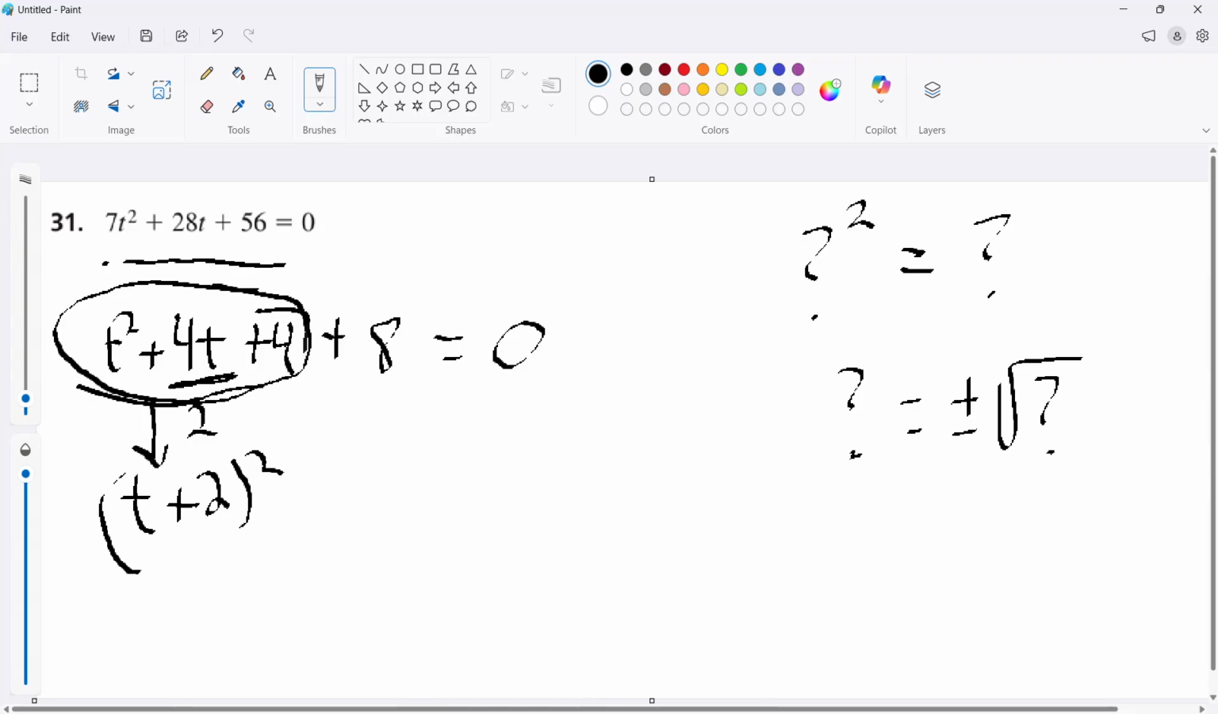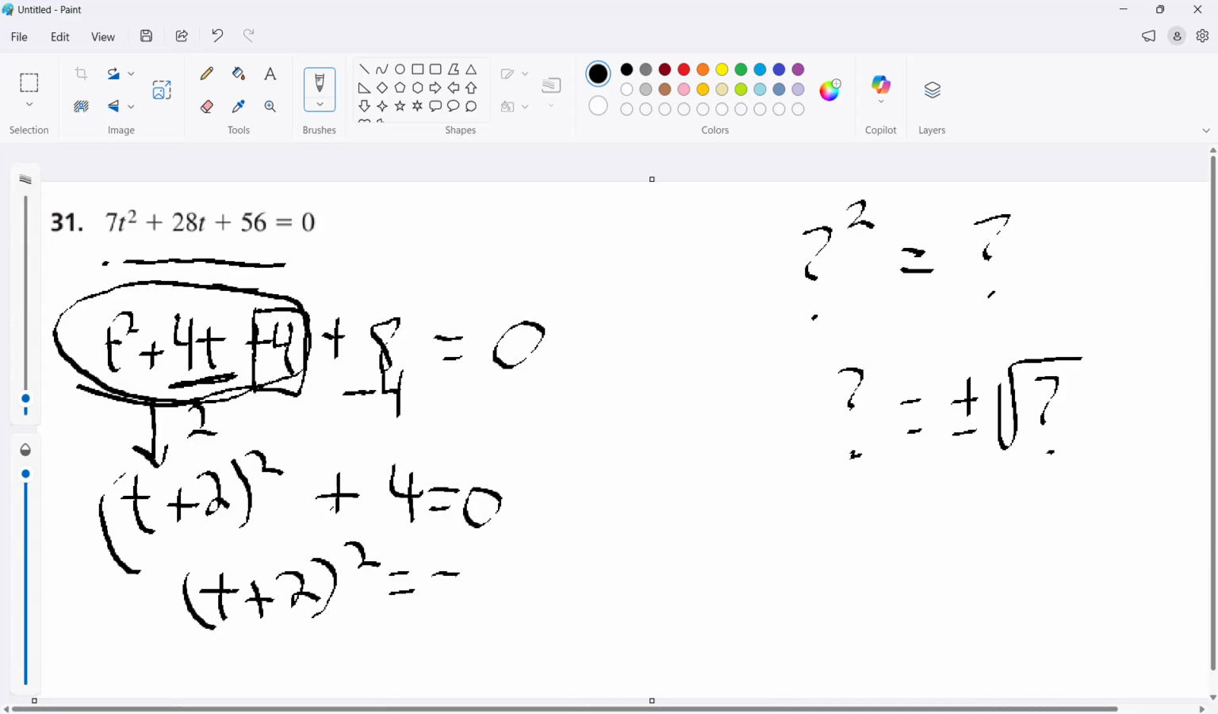Except remember, I didn't originally have that positive 4. And an equation is like a scale. So if I add 4, I had to add that 4 to the left side to get that t plus 2 squared. I'm also going to subtract 4. So this is 8. There was already 8 there. 56 divided by 7 was 8. Minus 4 is 4 equals 0. Now I can put the 4 on the other side. T plus 2 squared equals minus 4. And now I take the square root of both sides.